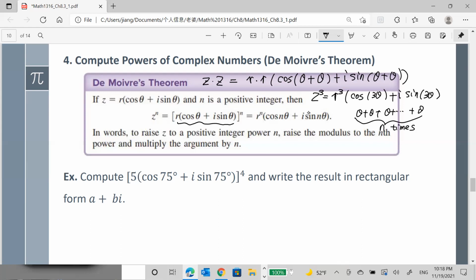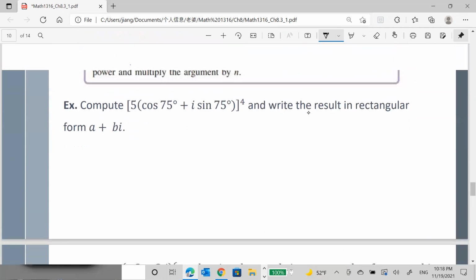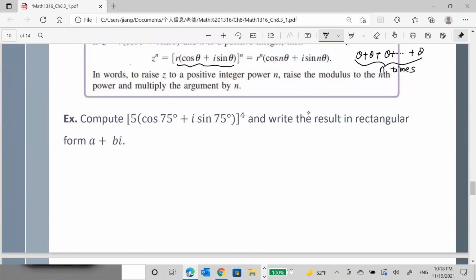That means n times theta, and then plus i times sine n theta. Let's use the formula to solve the examples. So if the example is z equals this, and then z to the 4th power, let's find the result, and then convert it to the rectangular form a plus bi.